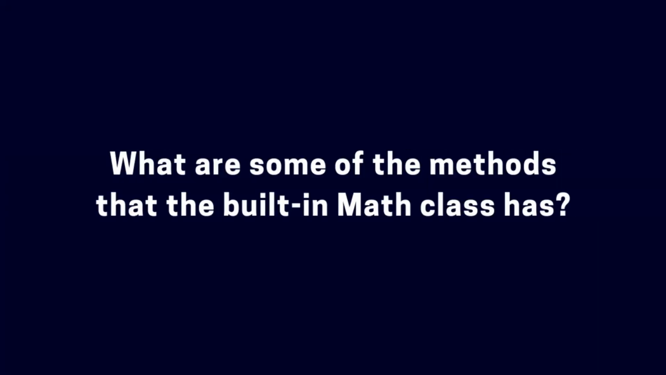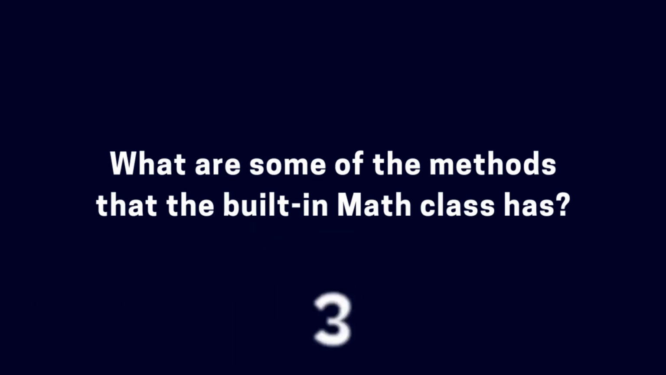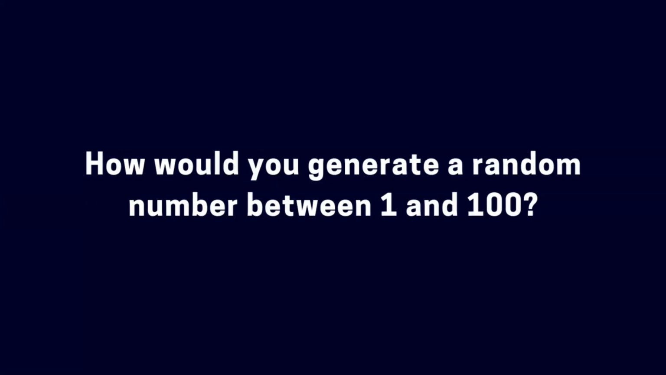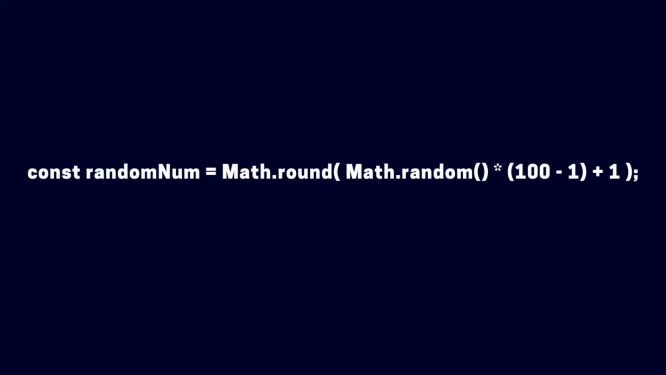What are some of the methods that the built-in Math class has? Some of the methods that we covered include Math.floor, Math.round, Math.ceil, Math.max, Math.min, Math.sqrt, Math.pow, and Math.random. How would you generate a random number between 1 and 100? This line of code represents the formula in order to create a random number between a minimum number and a maximum number.